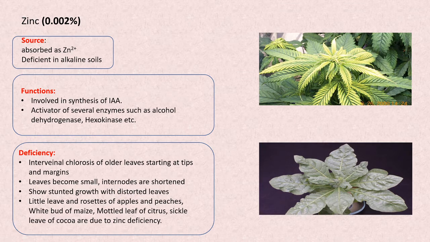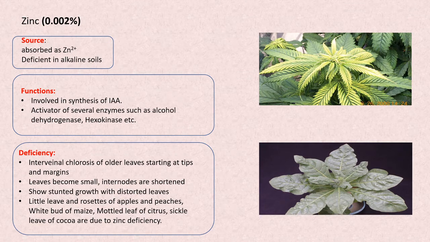Again, zinc is present in 0.002 percentage in the dry weight of the plant. Okay. What are the sources? Zinc is widely available in the soil in the form of Zn2+ ions. And if the pH of the soil increases, the availability of the zinc also, in, increases. Okay, it decreases. The availability of the Zn2+ ions decreases with the increase in the pH.